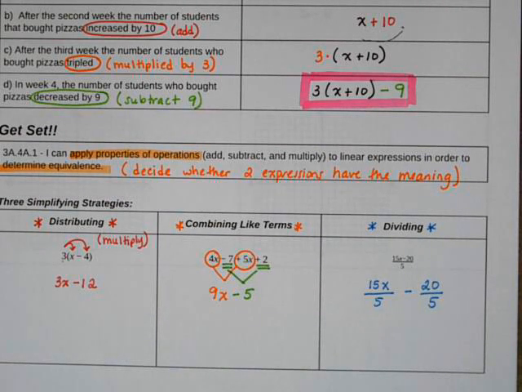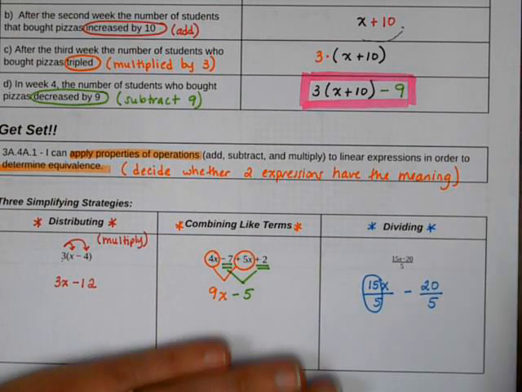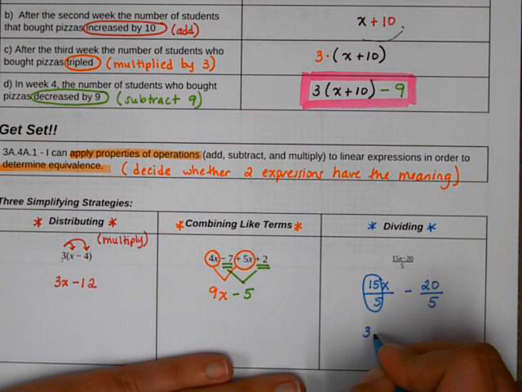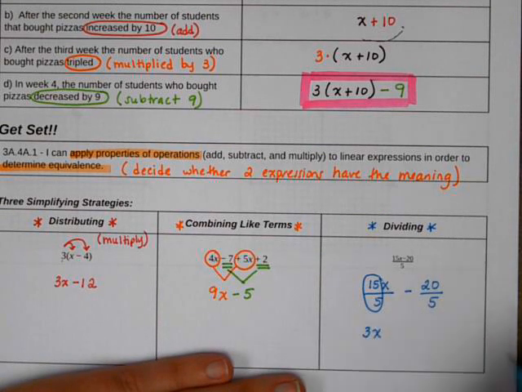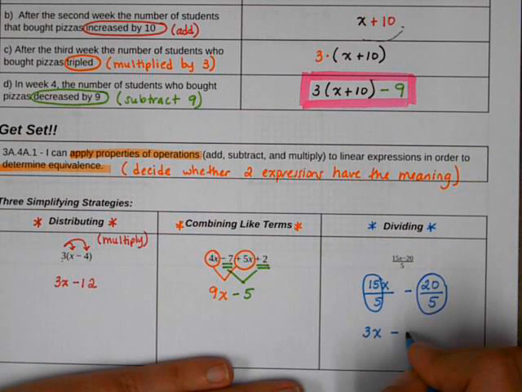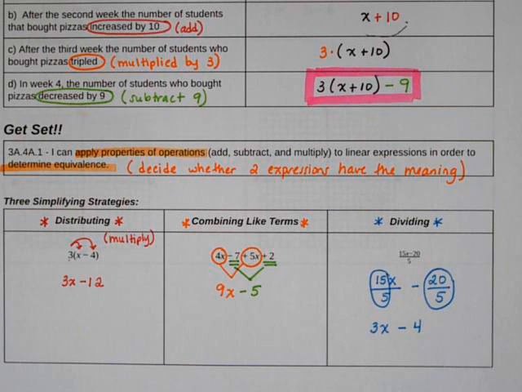Here's why this is a good strategy. 15 divided by 5 is an answer that I know. It's a nice number. 15 divided by 5 is 3, and then I just copy down the x. Minus 20 divided by 5 is a nice number. It's a number that I know. The answer is 4.